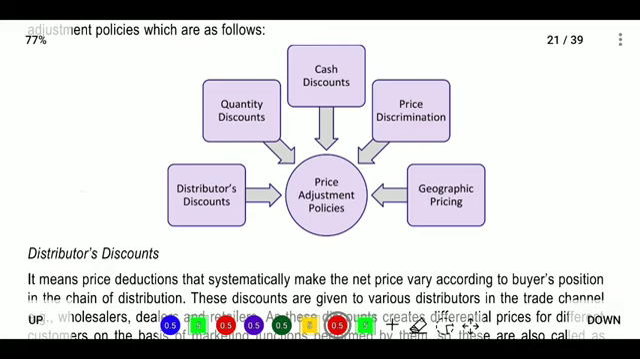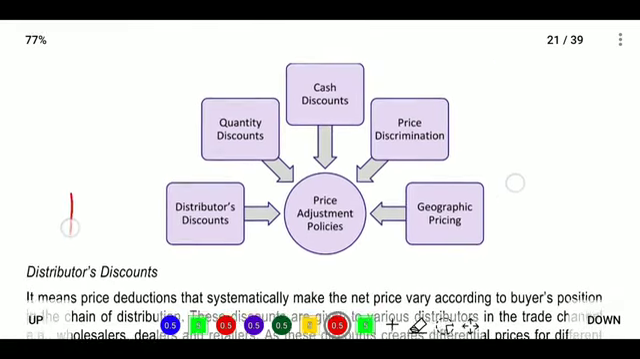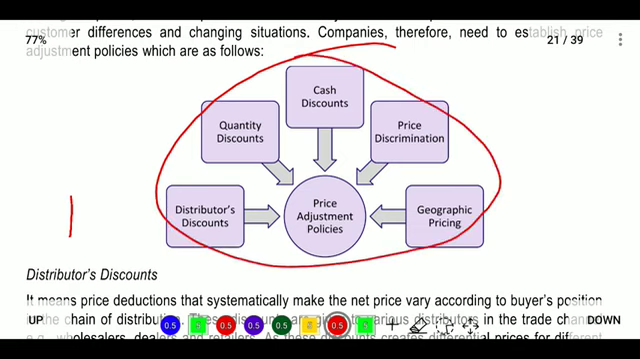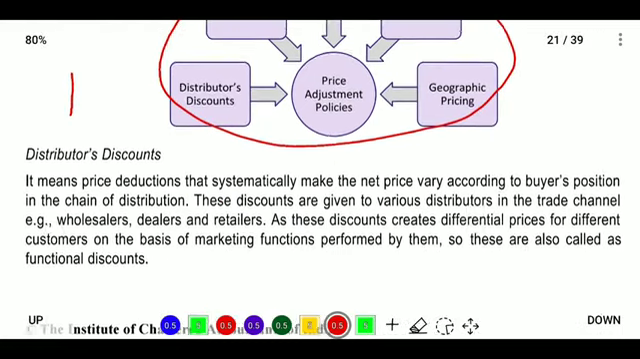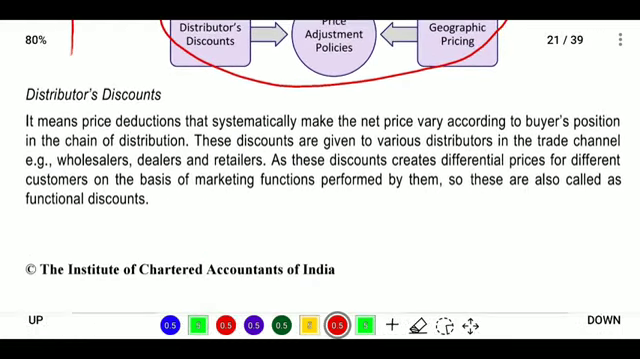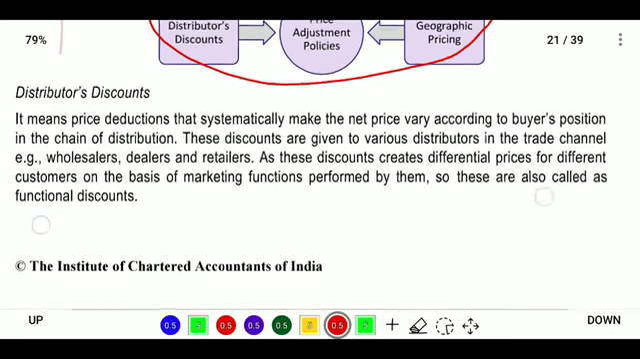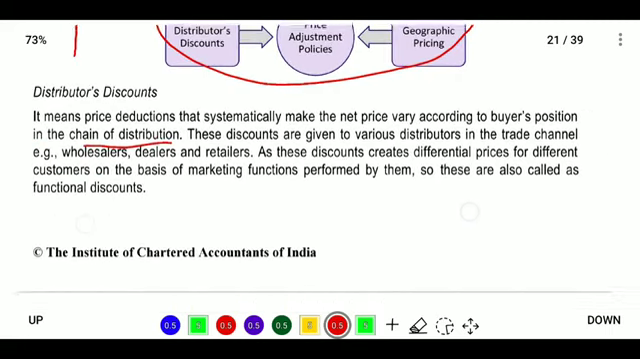For this we will provide distributor discount, quantity discount, cash discount, price discrimination discount, and geographical pricing discounts. What is distributor discount? Distributor discount means price reduction that systematically varies the net price according to the buyer's position in the chain of distribution. Who is in the chain of distribution? For example, wholesalers, dealers and retailers have these discounts, giving differential prices for different customers.